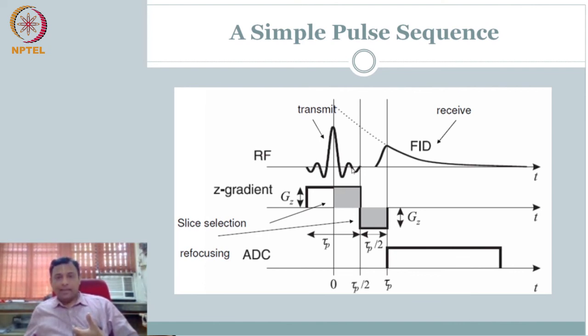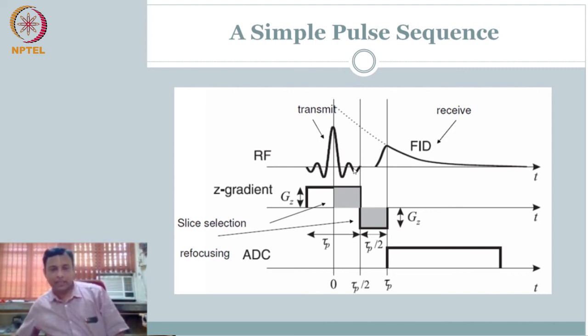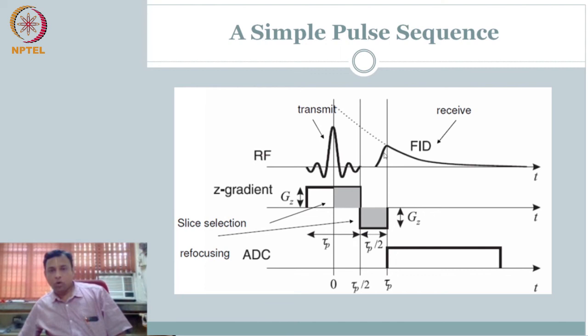So immediately after I switch off the excitation pulse, I do gradient switching. The positive Gz becomes negative Gz and I apply it for half the duration, right? Because it is positive phase in the other direction, the phase difference by 2 is what you have. So you want to make that come together. So tau p by 2. The moment I apply this, the signal starts to go up.